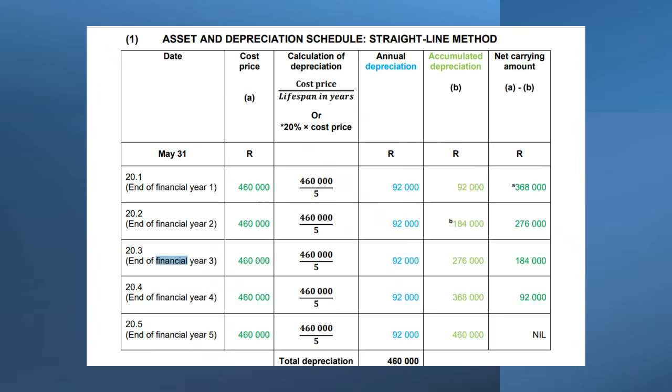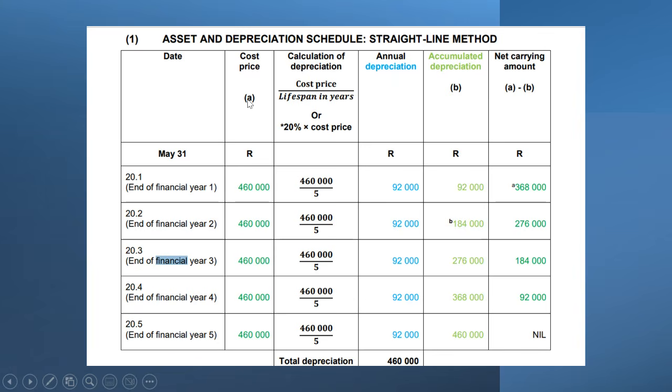So they bought this asset at the beginning of the financial period. So that financial period, year 1, if I were to determine the financial period for year 1, it starts on 1 June 20.0, then it ends on 31st May 20.1. That's why here you will see that May 31, 20.1, and the cost price of the asset is how much? It's 460,000. On the next column, we are required to calculate depreciation.